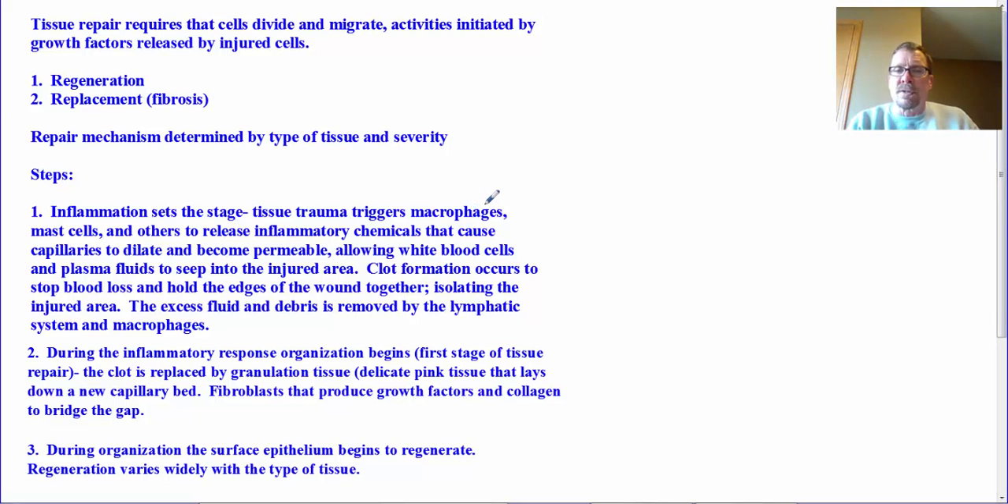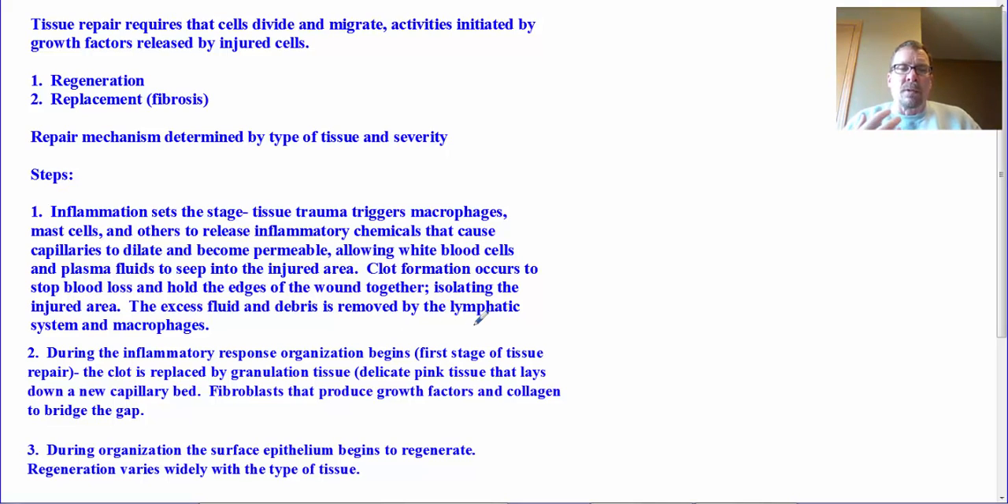As you can see by the steps here, really the idea is once you get a cut, that cut itself triggers the mast cells and the start of the inflammation, which is the redness and the swelling and the stuff as the blood moves in and as interstitial fluid starts coming from cells and triggering all the stuff that goes on. Inflammatory chemicals cause the capillaries to dilate, become permeable, white blood cells and plasma fluids seep in. That's what causes the swelling. Of course, there's a little pain to the injured area. There's redness. There's an increased heat. That's included there. Some of the pain is just from that fluid pressing on the nerves.